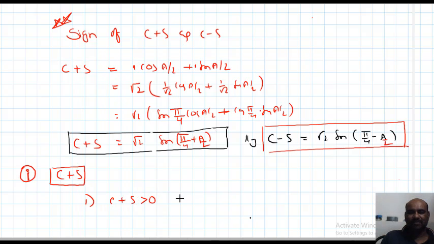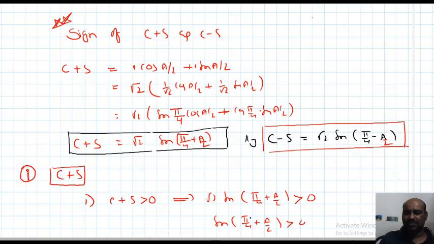C plus S greater than 0. Implies, what happened? Root 2 into sin of something should be greater than 0. Something also I will write now, you people will be confused. Okay, I will write that. Sin of pi by 4 plus a by 2 should be greater than 0. What is the meaning of this? Already root 2 is positive, no? So sin of pi by 4 plus a by 2 should be greater than 0. Sin function should be positive. That is the meaning.